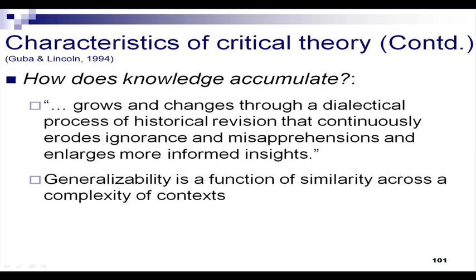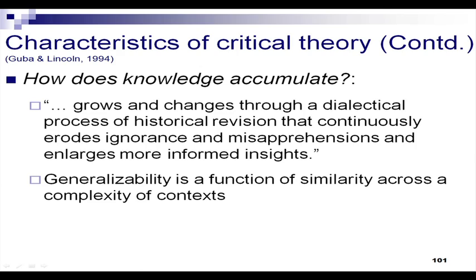Generalizability, when we talk about knowledge accumulation, our ability to generalize, is a function of similarity across the complexity of contexts. So we don't say that what is true in this situation will be true in the other situation, unless we can draw parallels between the complexity of contexts that the phenomenon being observed is in, and whatever we are comparing it to. We cannot say that these two phenomena are generalizable. So generalizability becomes a function of the similarity between the complexity of contexts.